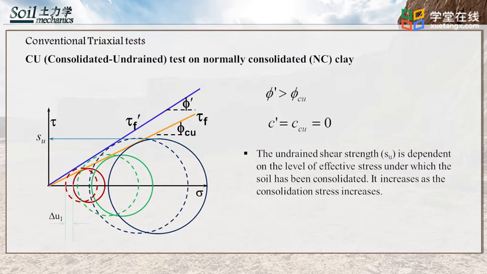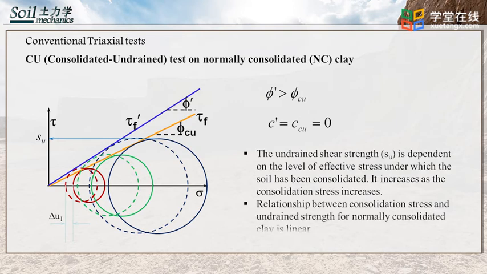The undrained shear strength Su is dependent on the level of effective stress under which the soil has been consolidated. It increases as the consolidation stress increases. The relationship between consolidation stress and undrained strength for normally consolidated clay is linear.